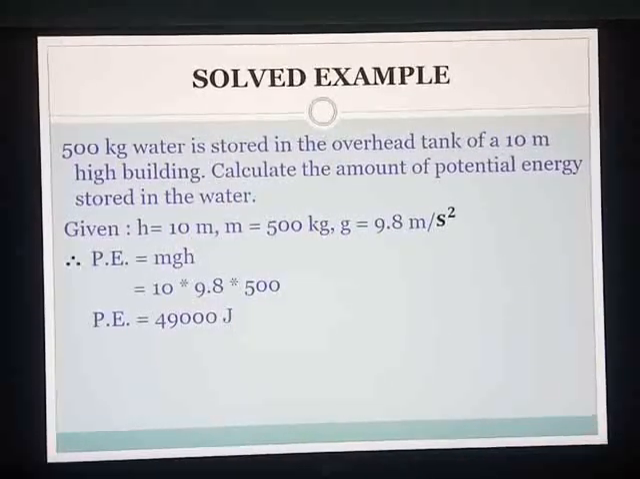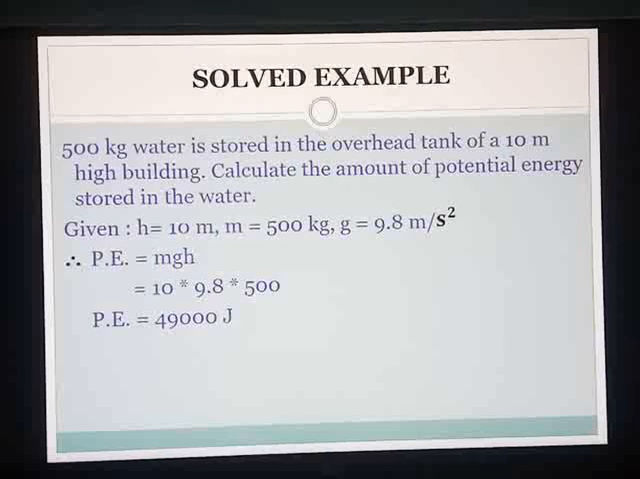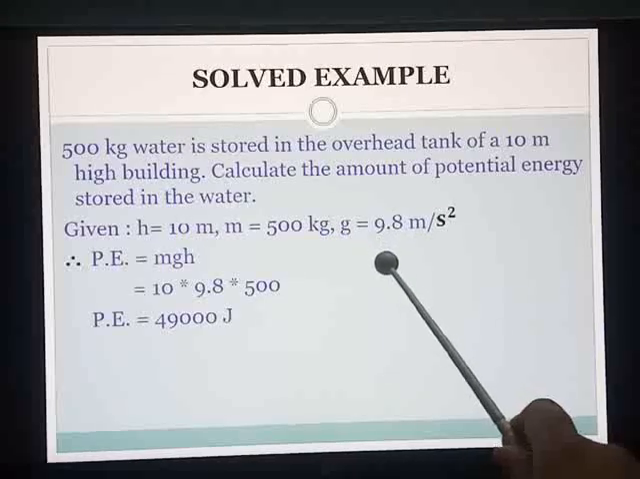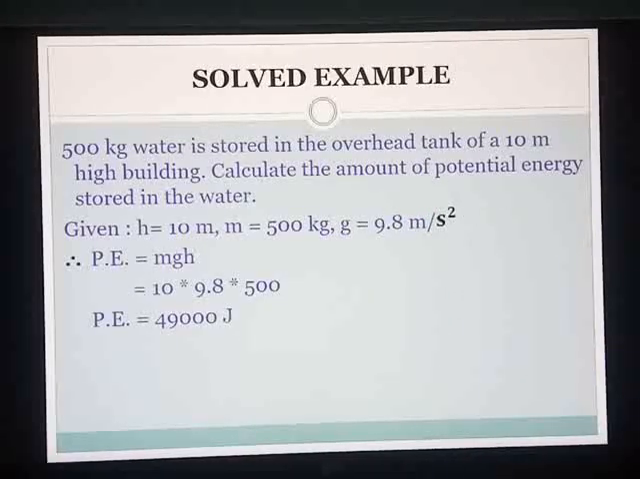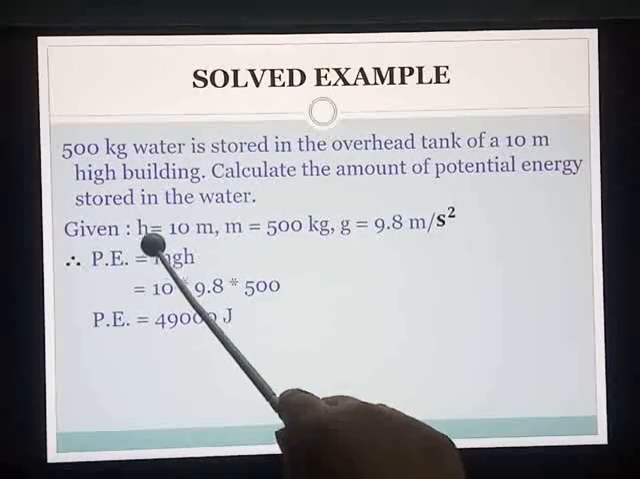Now you can see here, height is in meter, mass is also in kg. It is not given in grams. So you can keep it in kg. You need not convert as we have done the conversion in the previous example. Now you know you have to calculate the amount of potential energy. Formula is mgh. You have the value of m, you have the value of h.